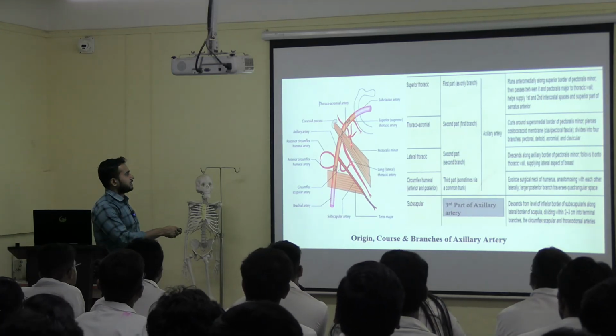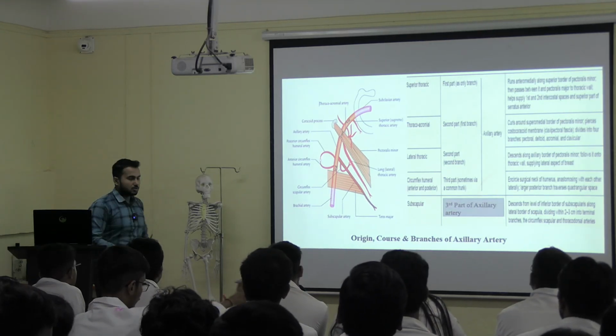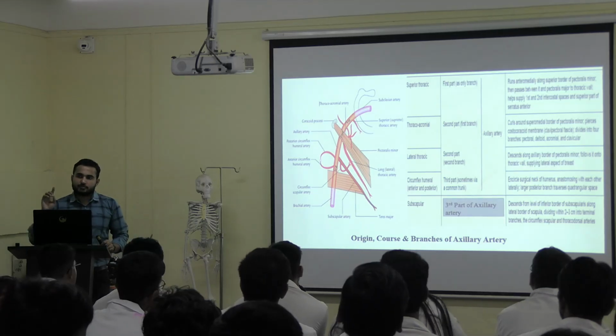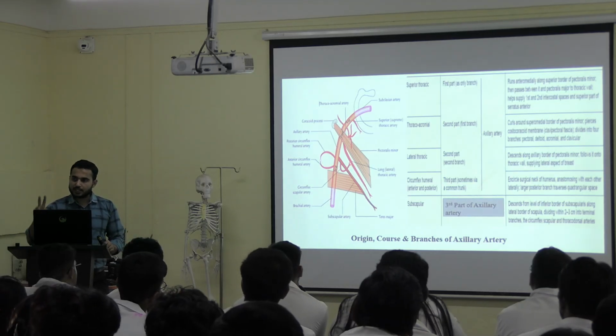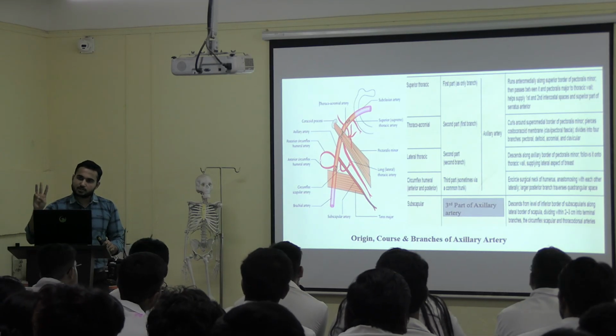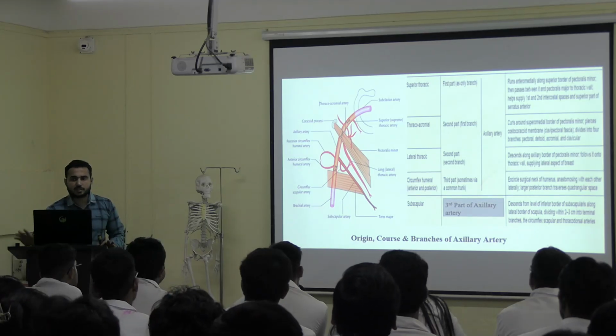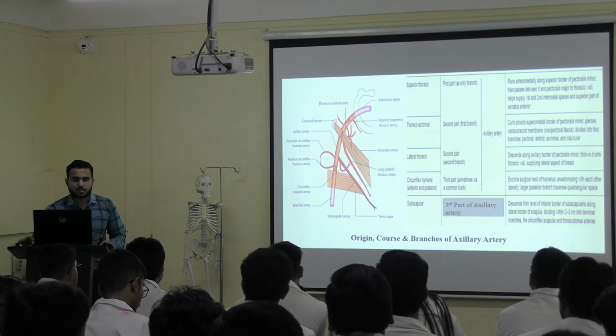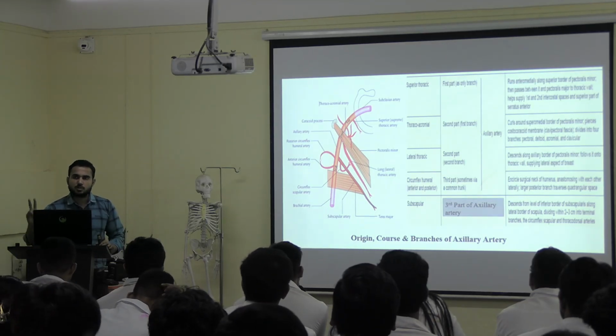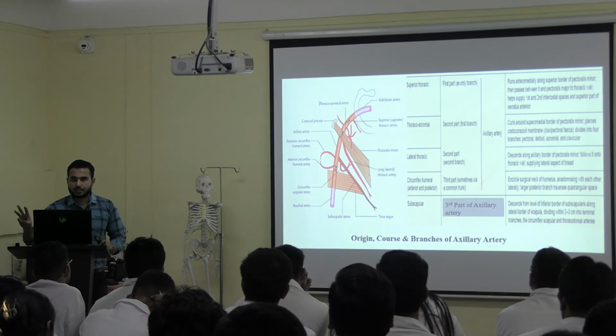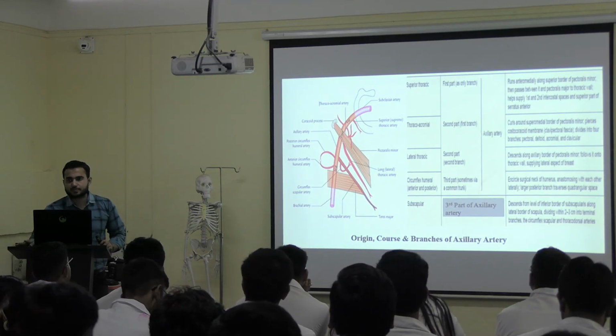Next, you have to know the branches. So always keep that in mind: from the first part one branch, from the second part two branches, from the third part three branches. So in total, six branches are there. From the first part only one branch, second part two, third part three. Like this, in total we get six branches.